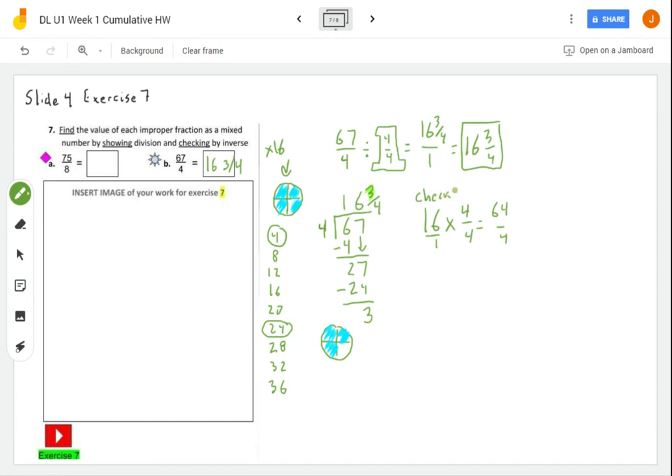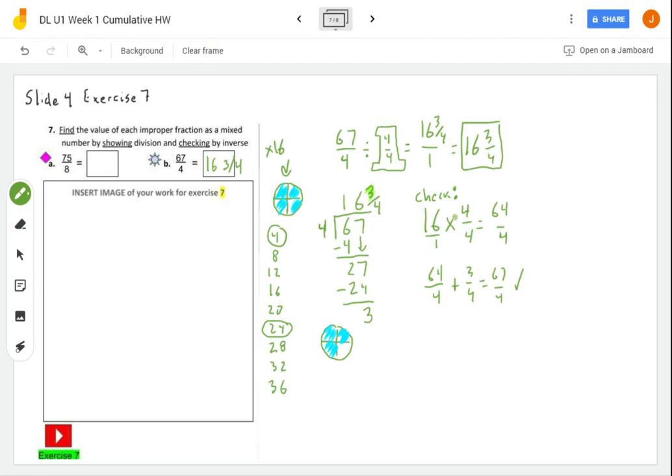Well, that does not look like our original fraction, but it's super close. 64/4 is really close to 67/4. I'm just missing something. Oh, I'm missing the extra. So I'm going to take my whole fraction and add the extra 3/4 to it. And that's equal to 67/4, which checks out. That is equal. So this mixed number is equivalent to this improper fraction. So this is the answer, and this is the checking method.